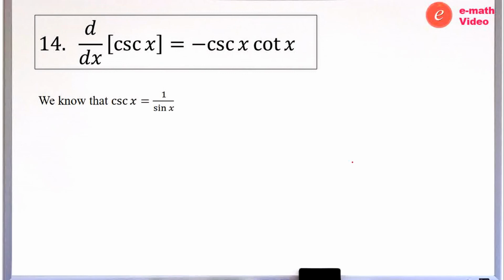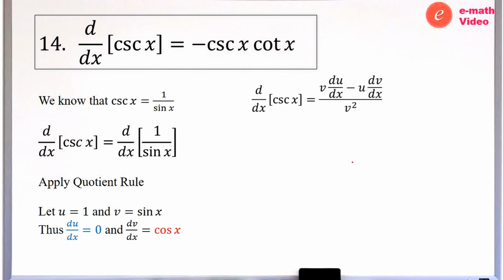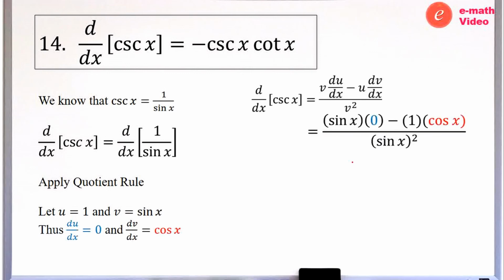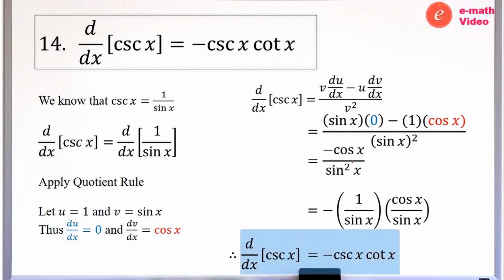Number 14, the derivative of cosecant x. She is a friend of sin x, so when they make up, they will look the same. Apply the quotient rule. Let u equal 1 and v equal sin x. du over dx equals 0, dv over dx equals cos x. Write out the formula, fill in the blanks, say goodbye to sin x, and cos x will become negative. I don't want the square, and we finally have negative cosecant x cotangent x. And this is the derivative of cosecant x.